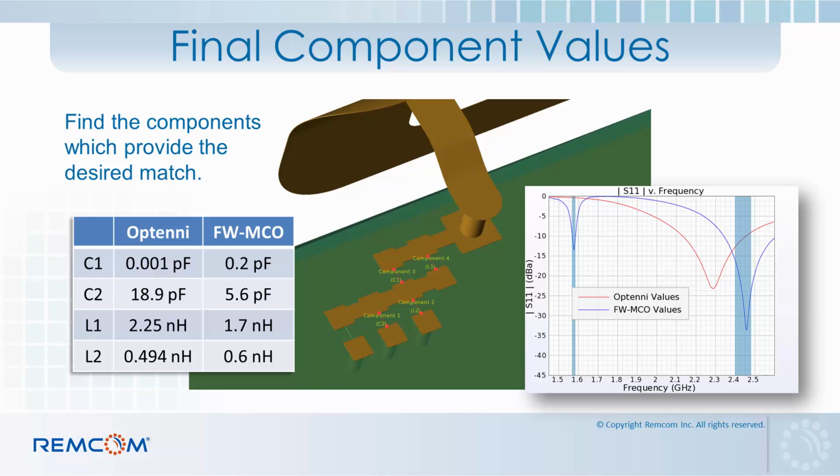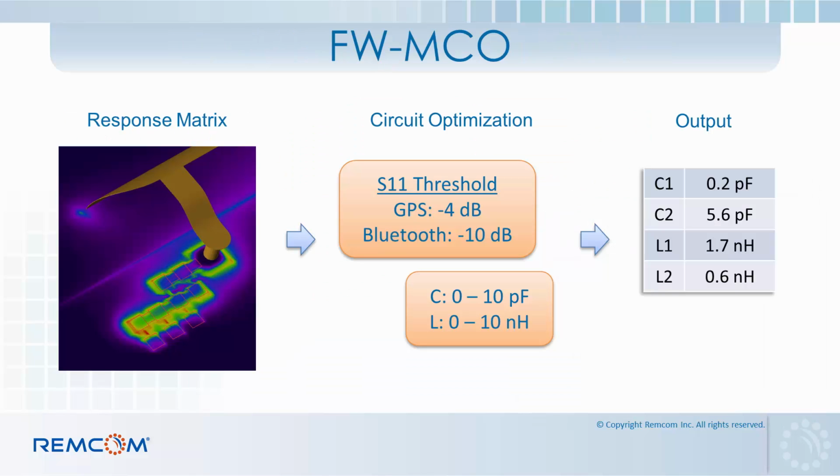And if we use the Optenni values, we'll see that red line, which we've seen previously, but then this blue line is what we're going to get if we plug in the full wave MCO values. So to talk more about full wave matching circuit optimization, I've pulled an additional slide together just to show the workflow and kind of how it works, or what the algorithm does.